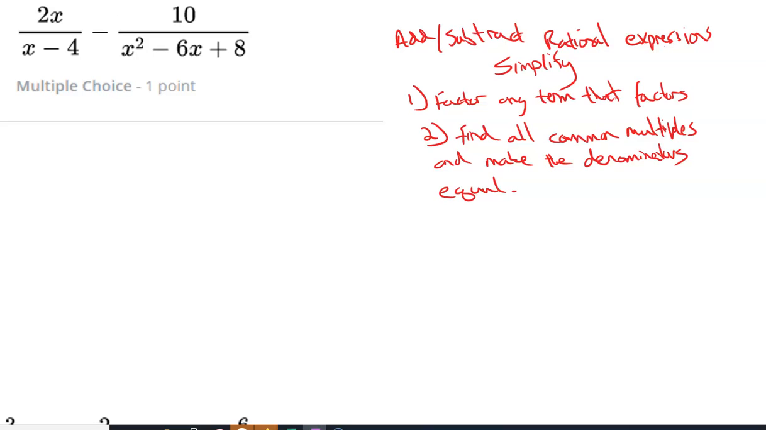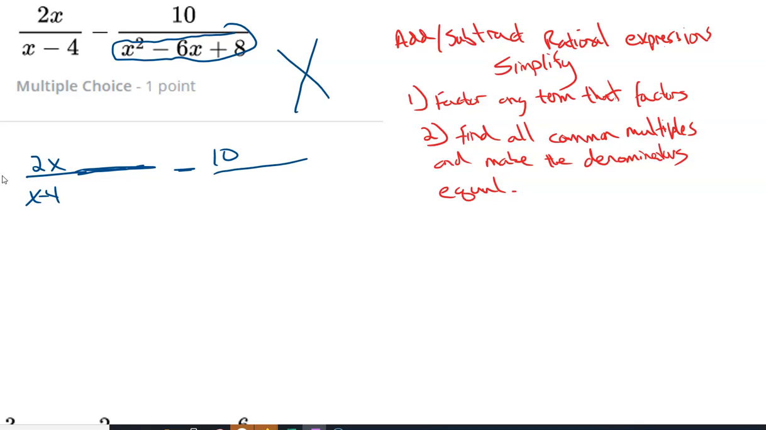So let's go ahead and start factoring. We're going to look at this one right here, this little blue section. And I'm going to rewrite this whole thing. So we got 2x over x minus 4. And watch, when I rewrite this, I'm going to leave a little space like that. And leave a little space on each one because you're going to have to multiply terms later, so you need some space to multiply them. Minus 10 over, and I'm going to factor this. So I'm going to rewrite it factored.